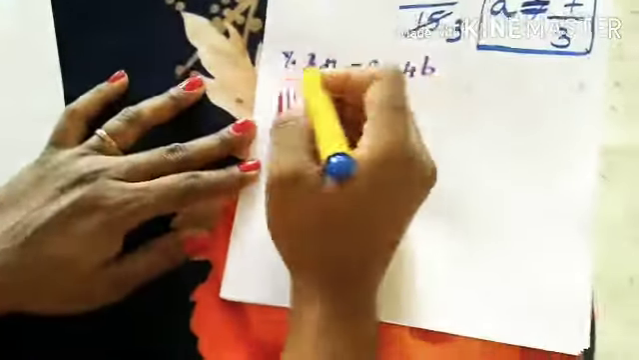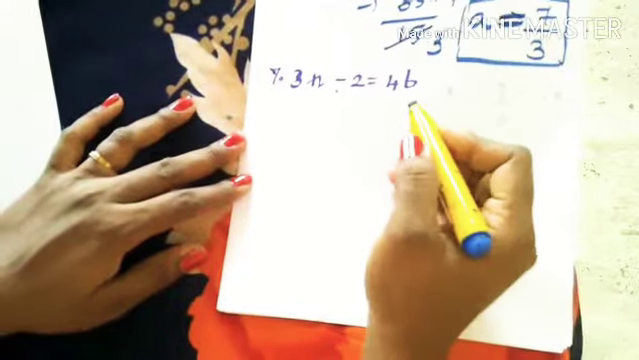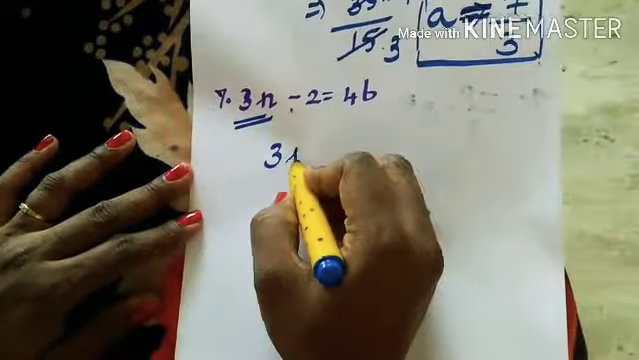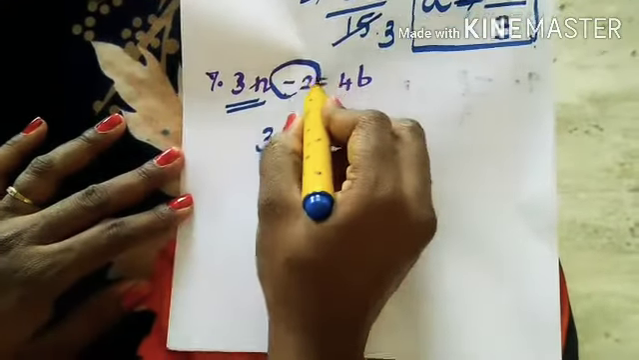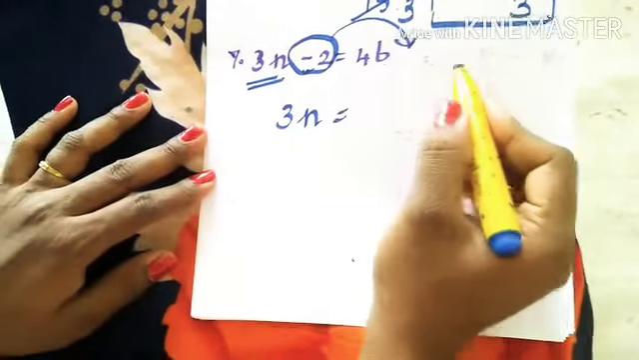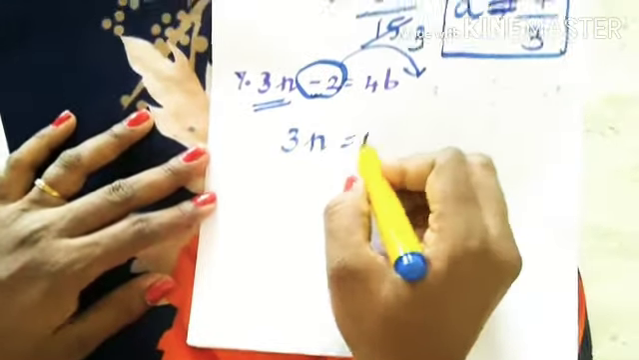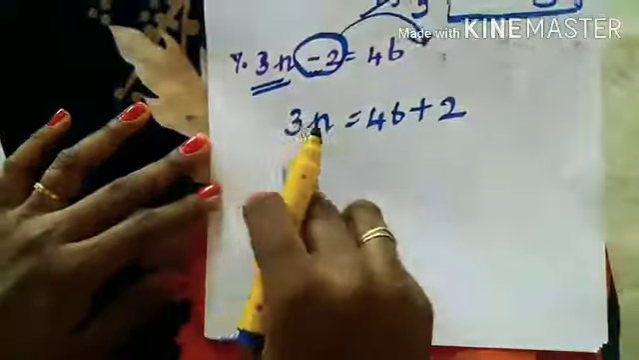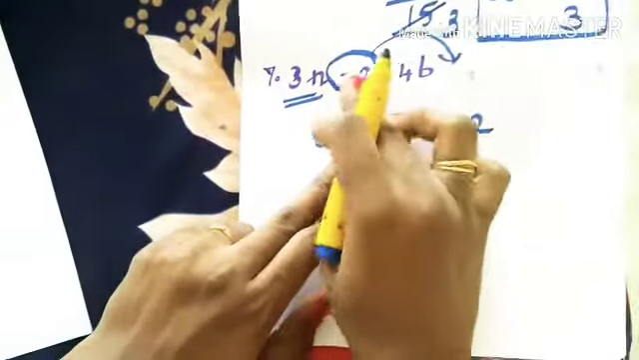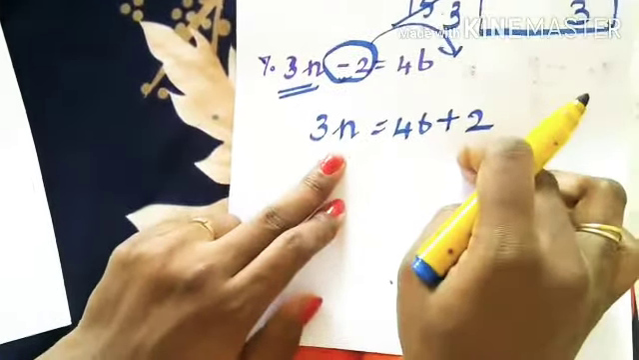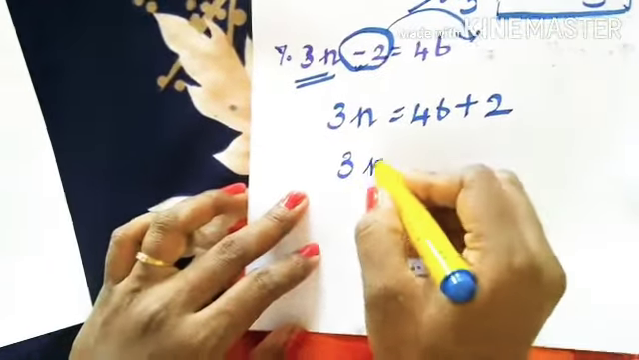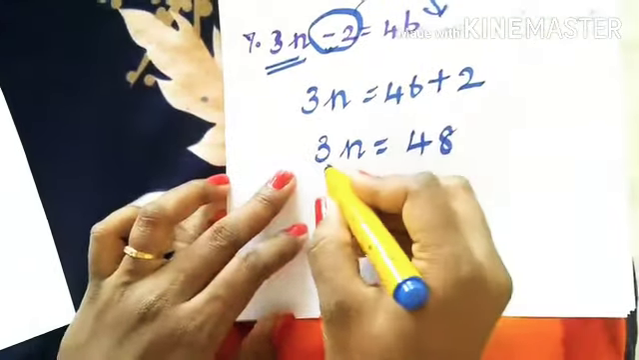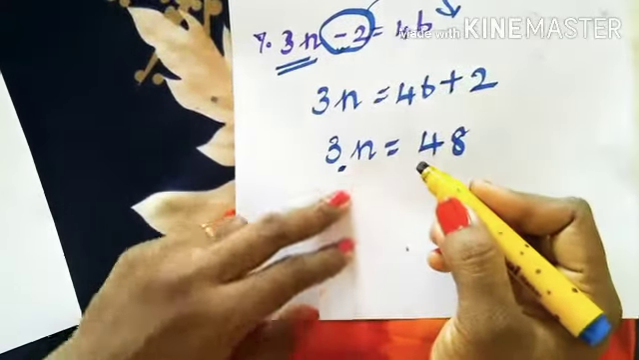Okay. Next problem, 3n minus 2 is equal to 46. What is the variable here? N. So first write 3n. Subtraction on this side, when it goes to the other side of the equal sign, becomes plus. So 3n is equal to 46 minus 2, and when the 2 comes to this side, it becomes plus 2. So 3n is equal to 46 plus 2, which is 48. Next, multiplication is here, 3 into n, like this problem.